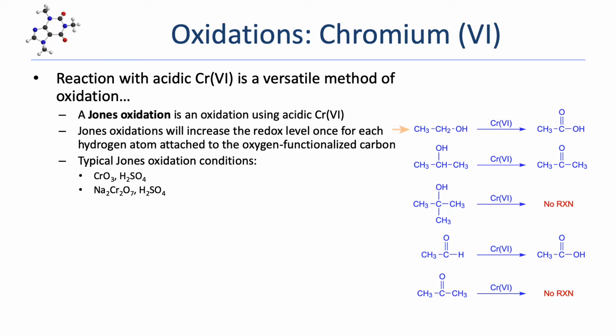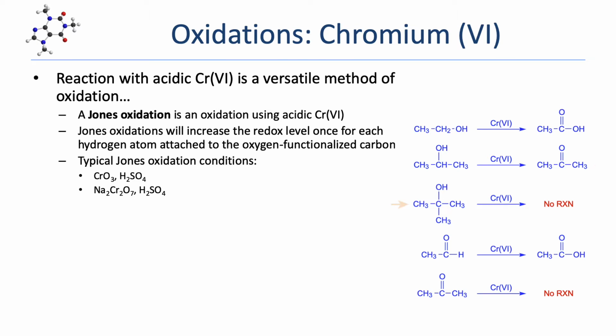So if you look at the first example, we have a primary alcohol. That functionalized carbon, it's in the first redox level, but it has two bonds to hydrogen on that carbon. And that means it can be oxidized twice. And that's exactly what we see. The primary alcohol went from the first redox level to the third redox level. The second example, we have a secondary alcohol. Again, it's at the first redox level, but the functionalized carbon has only one bond to hydrogen, and that means it can only be oxidized once. And that's why you end up at the second redox level in your product.